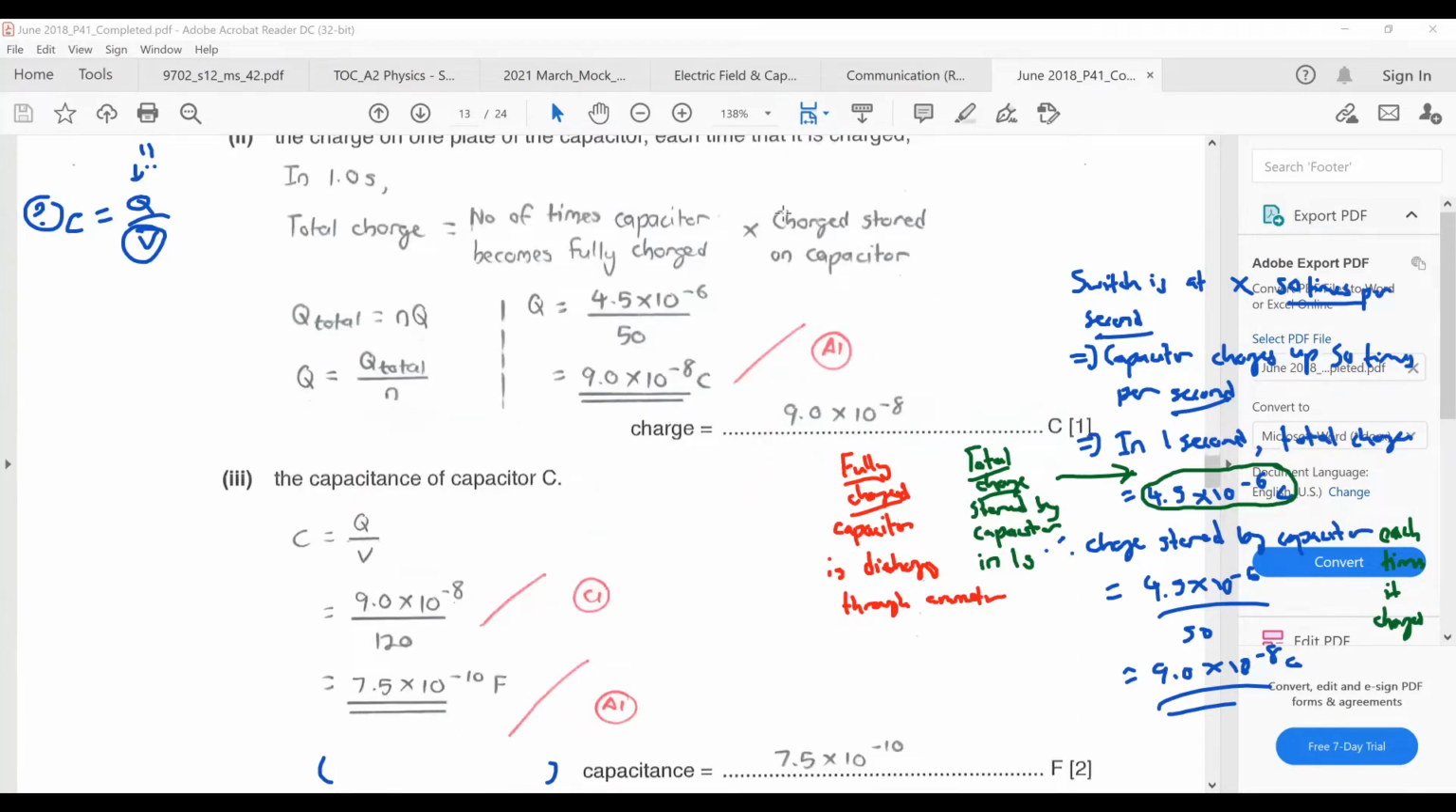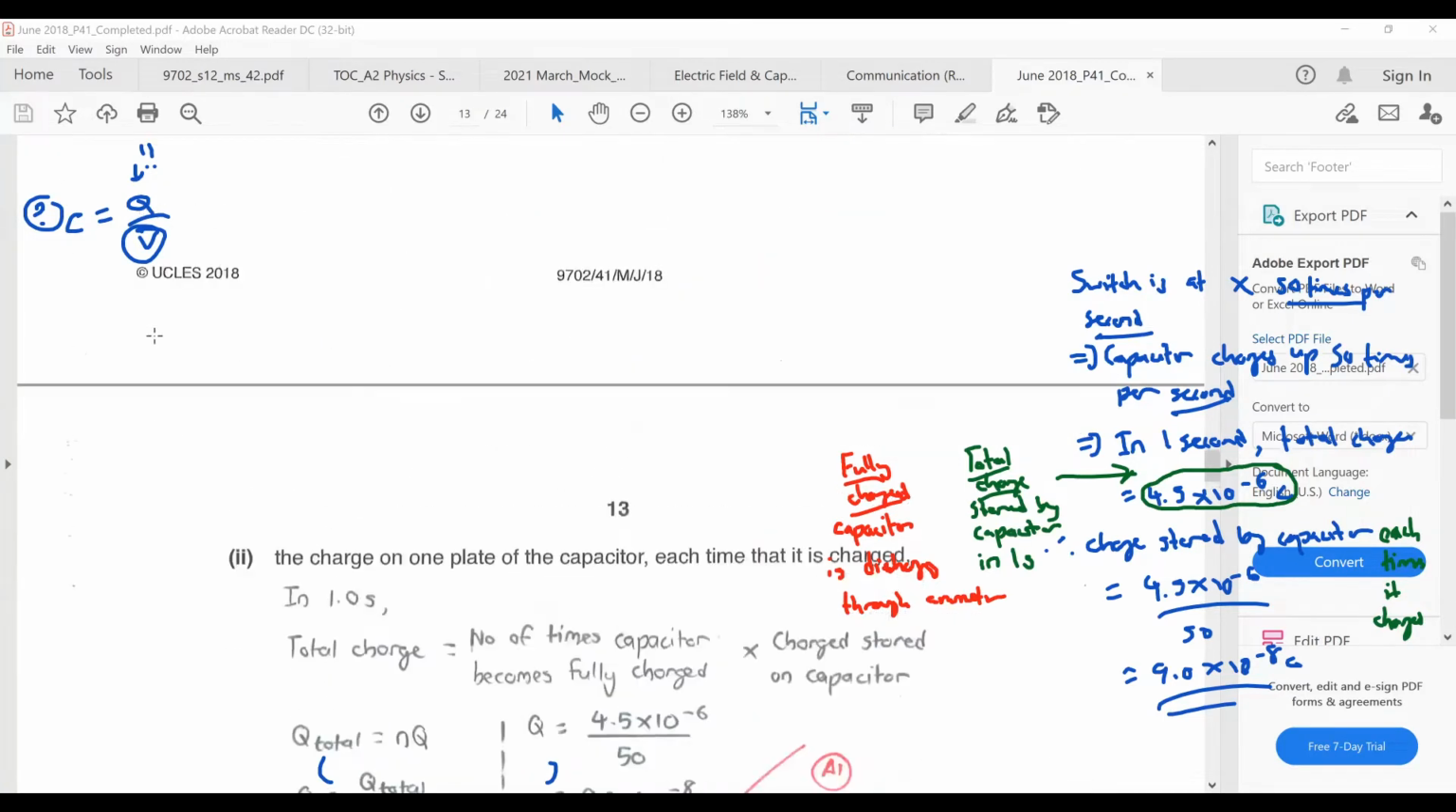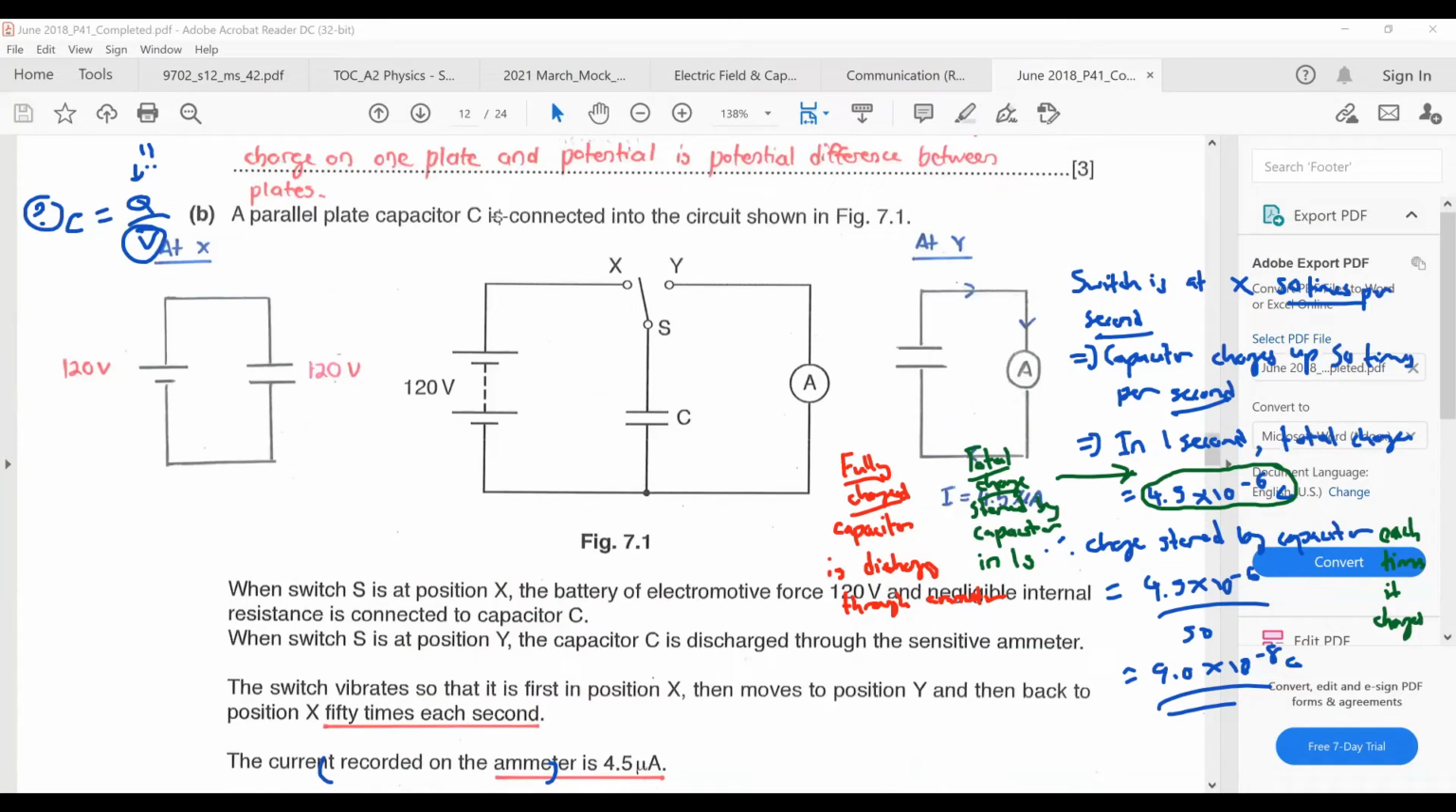Okay, right. So if that one is fine, then after that, they now ask you, find out the capacitance of the capacitor C that you have used. So as I mentioned to you just now, that capacitor that you have here, when it becomes fully charged, the voltage is going to be same as the supply voltage. And now in that question that you've just recently done, you've just found out the value of Q. Q is 9 times 10 power minus 8 coulomb.